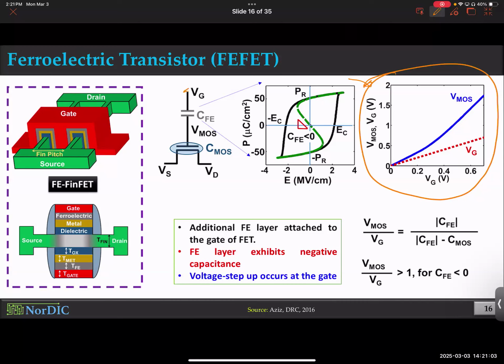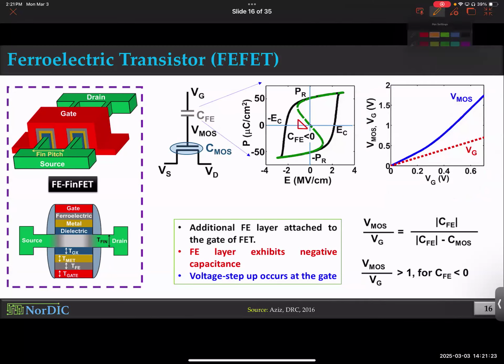What is VG? This is the voltage applied here. Then you have the ferroelectric capacitor, then you have the MOSFET capacitor. Two capacitors stacked together. And this is the VMOS or VINT, whatever you want to call it, internal voltage. And you are plotting VMOS and VG. Notice you are applying VG, but VMOS could be higher than VG. You see that you are getting an amplification in the voltage? Is that clear or not, looking at this data?